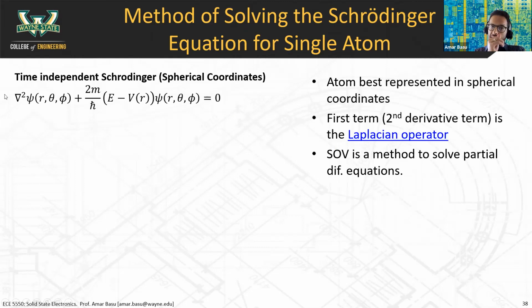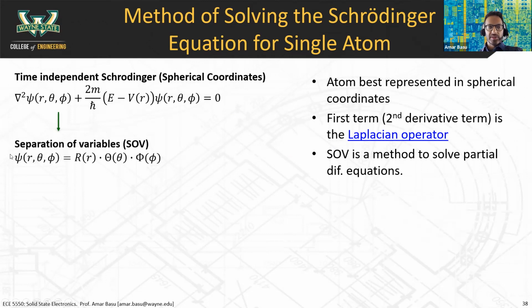So we could start off with the time-independent Schrodinger equation in spherical coordinates. Notice this looks very similar to the x, y, z, except we just have psi as a function of r, theta, and phi. This first term is a Laplacian operator. The way that we solve this differential equation is a method called separation of variables, where we assume that psi, a function of the three space variables r, theta, and phi, can be expressed as a product of three different functions, each corresponding to one of the space coordinates. So there's a function of r, a function of theta, and a function of phi.